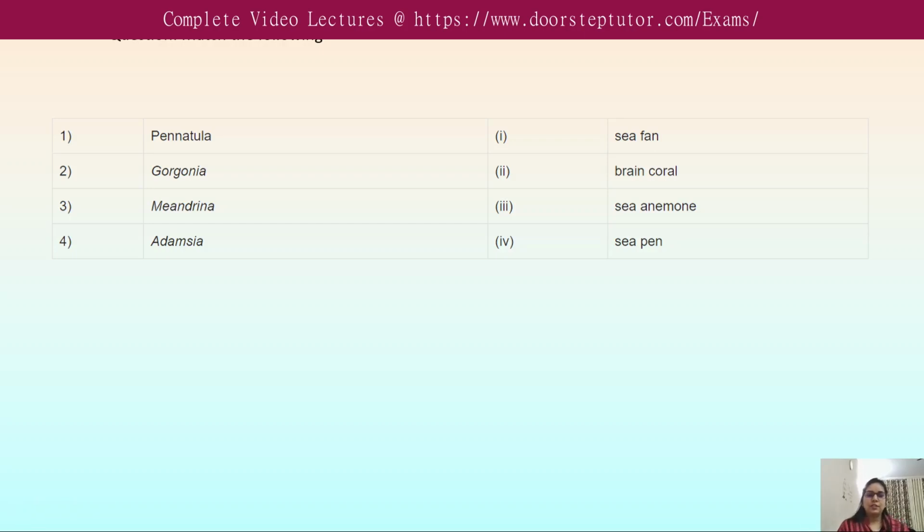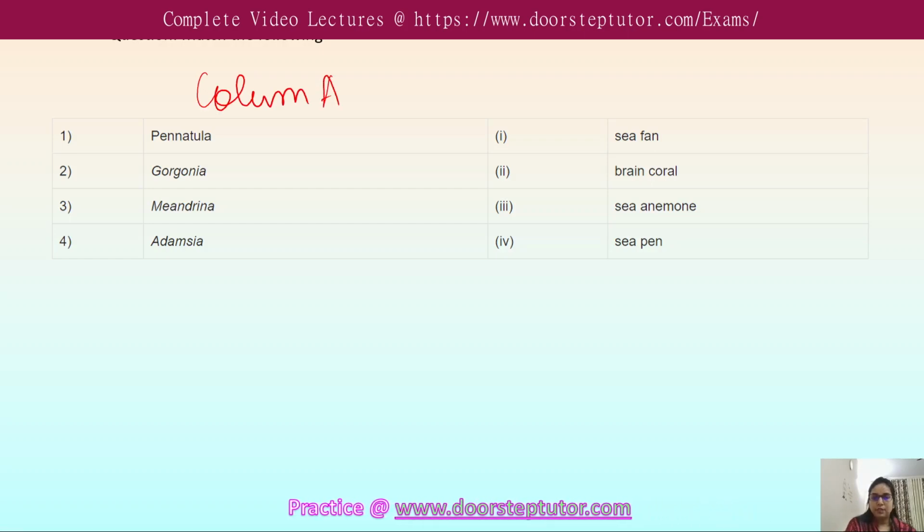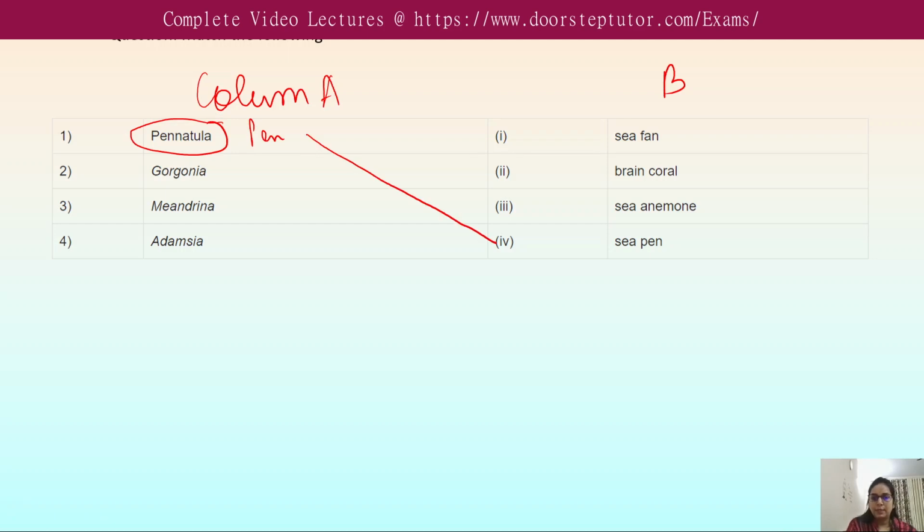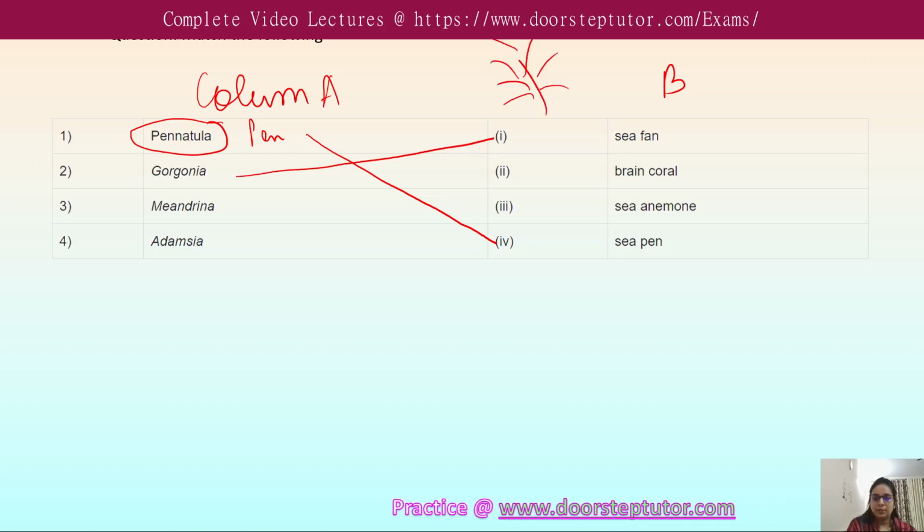So the question is there, match the following. There are two columns, column 1 and column 2. We have to match the names of the different organisms with their common names. So Pennatula, we can memorize it that it has a pen-like structure. That is why it goes with the sea pen. Then Gorgonia goes with the sea fan, and it has fan-like, feather-like structures.